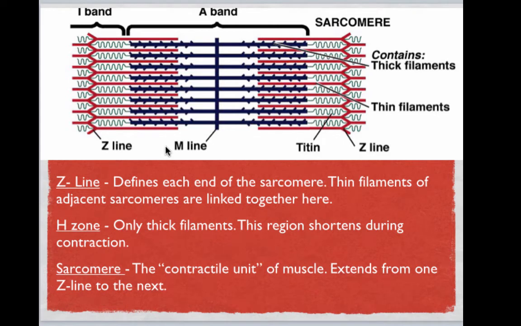We'll look more closely at how sarcomeres contract, but basically the H zone is important because it's the part that's going to shorten. It's going to disappear as the muscle contracts. So a fully contracted sarcomere will not have this empty space between the actins. The actin will be pulled all the way in towards the M line on both sides.